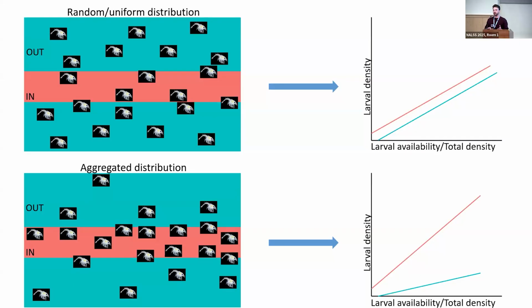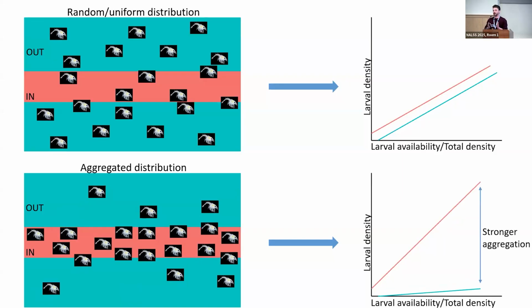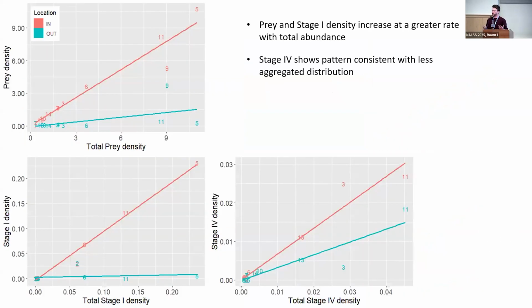If they are randomly or uniformly distributed around these convergences, you should see about equal slopes. If they're aggregated, you should see those slopes diverge. And if they're really aggregated, you should see more of a divergence. And when we plot this for our prey, our stage 1s and stage 4s, we see some of these patterns. So prey are associating and aggregating within those convergence zones.